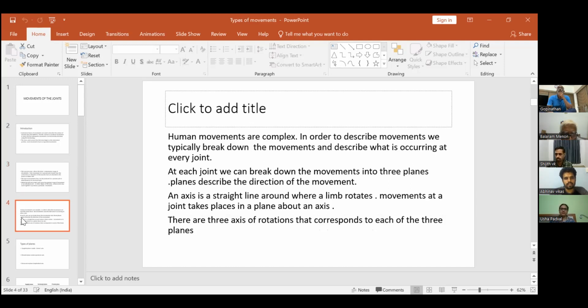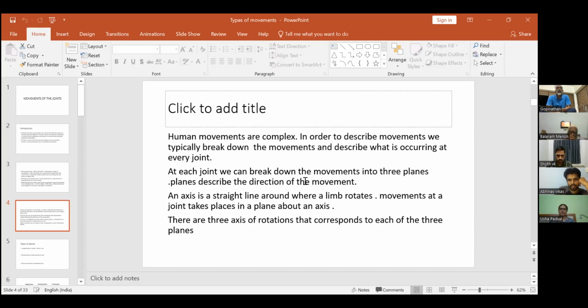If you see, human movements are always very complex. How can you say this is very complex? Because there are many factors working on this, not only muscles, but also ligaments, meniscus, synovial fluid, and synovial membrane. There are many things working in it. So, for easy understanding, we are breaking down the movements and understanding them.